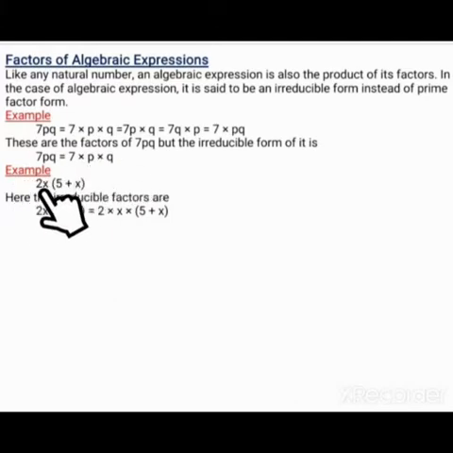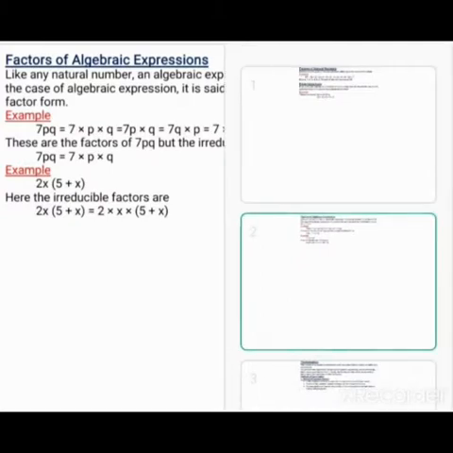Next example, 2x in bracket 5 plus x. Here the irreducible factors are 2x and 5 plus x. It means 2 multiply x multiply (5 plus x) in bracket.